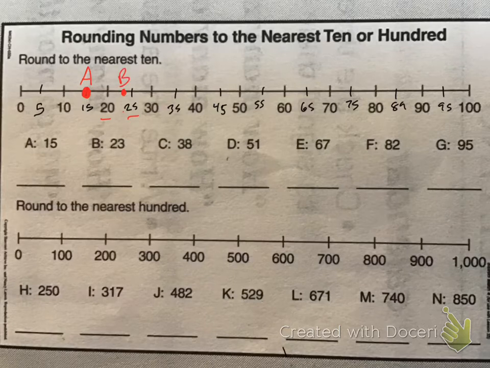C is at 38, and we know 38 is in between 30 and 40, and it's after 35, so it would be right about here. D is 51, which is going to be between 50 and 60, but it's closer to 50, so we're going to put it there. E is 67, so that's going to be between 60 and 70. It's going to be just after the halfway mark where 65 is. So that's going to be E.